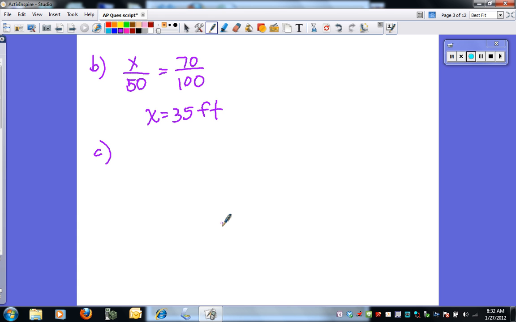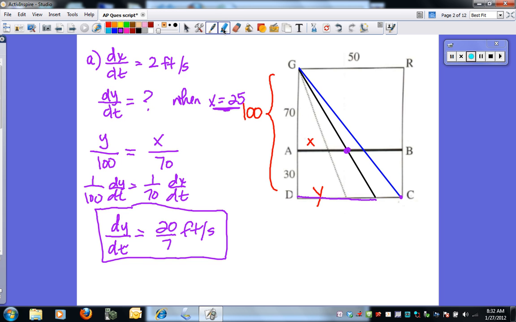So, part C. So pause it, try it, then come back and check. How fast is the shadow of the tightwalker's feet moving up the wall of that building when she is 10 feet from point B? So now we're talking, and I'm going to try to do this.